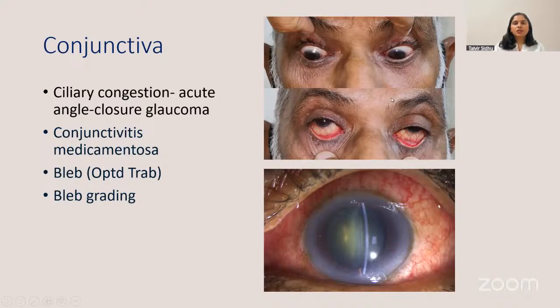And in the upper picture, you can see that this patient has redness in the lower fornix, whereas the upper conjunctiva seems to be unbothered. It's a white conjunctiva. So this is conjunctivitis medicamentosa, which means the eye drops that he has been putting into his lower lids have caused allergy. In conjunctiva, you must look for a bleb. If the trabeculectomy surgery has been done, you have to do bleb grading.